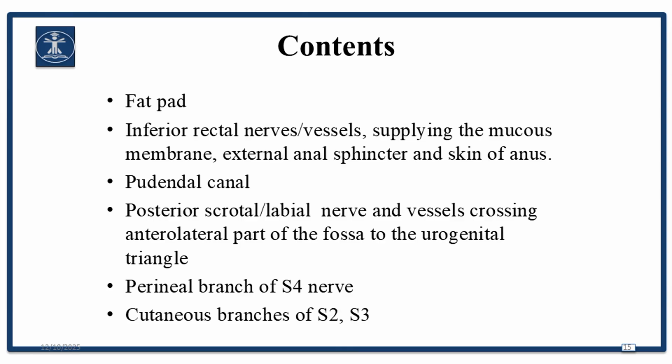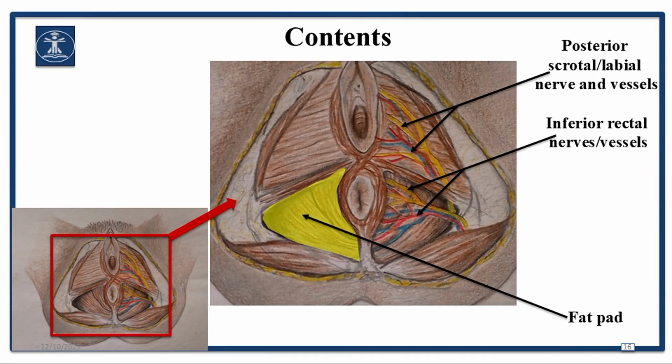Now, these are the list of contents that we have in the ischioanal fossa, and these contents are the structures that we can find in the space that forms the ischioanal fossa. So I said the ischioanal fossa is a space, and in that space there are anatomical structures occupying it. So these contents are the structures you can find inside the ischioanal fossa.